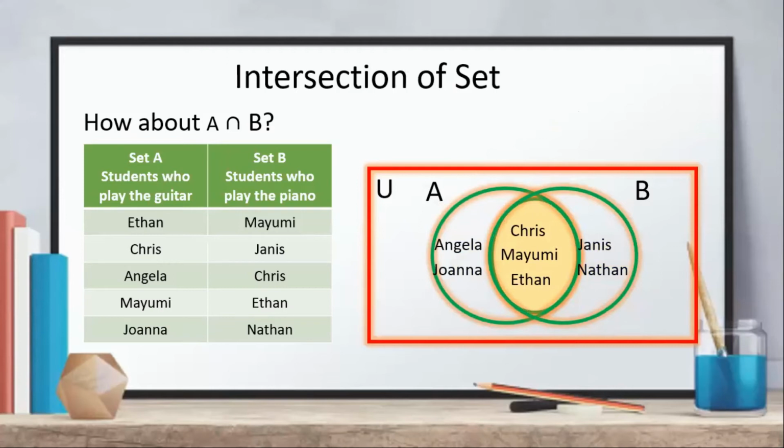Mapapansin natin for our universal set, we have the set A and the set B. Set A contains Ethan, Chris, Angela, Mayumi, and Joanna. For the set B, we have Mayumi, Janice, Chris, Ethan, and Nathan. Pero there are intersection. Merong students who can play the guitar and play the piano at the same time. Those are Chris, Mayumi, and Ethan. So yung common, ayun yung magiging intersection ng ating set. Again, intersection of the set, the common between the two sets.